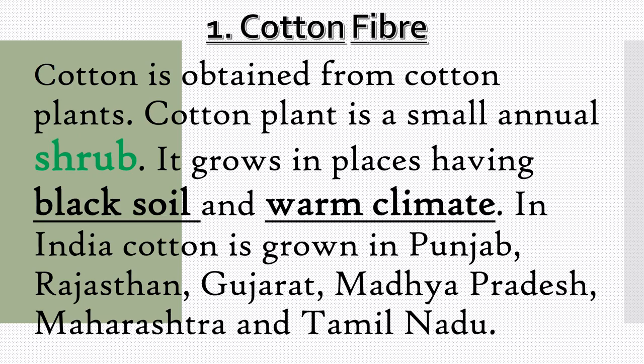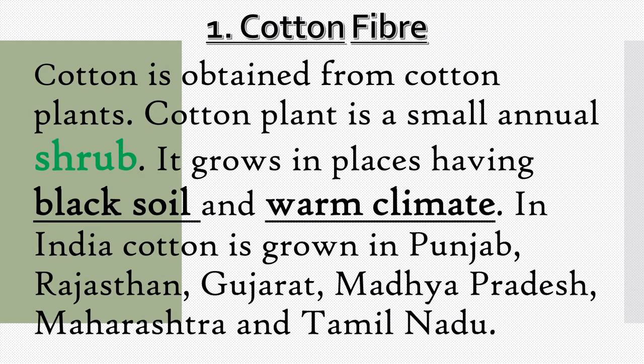In the previous slide, we looked at few examples of different types of fibers. Here, we will be learning about each of them. Number 1, cotton fiber. Cotton is obtained from cotton plants.